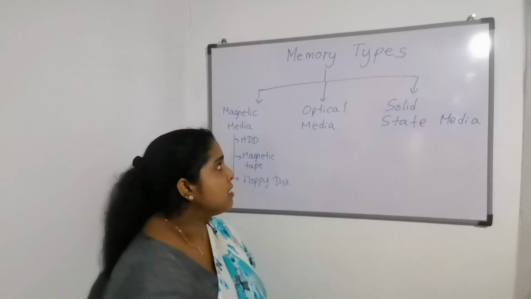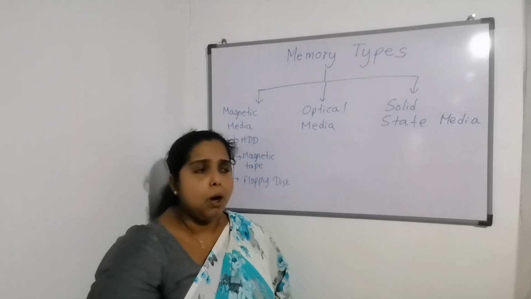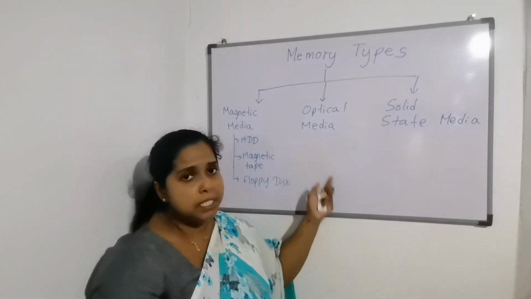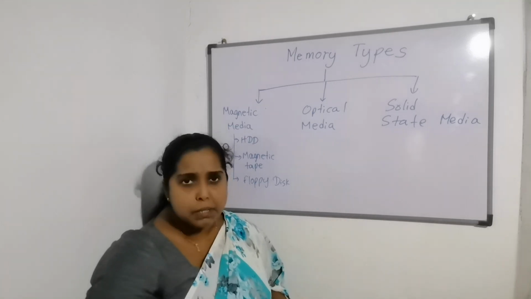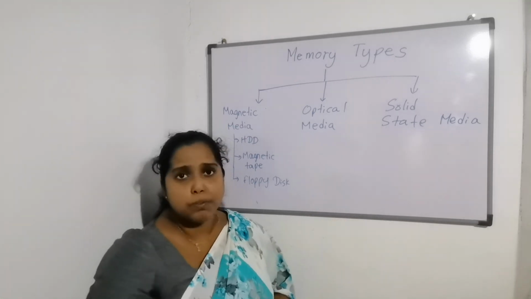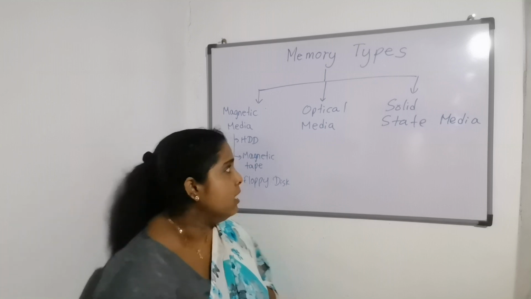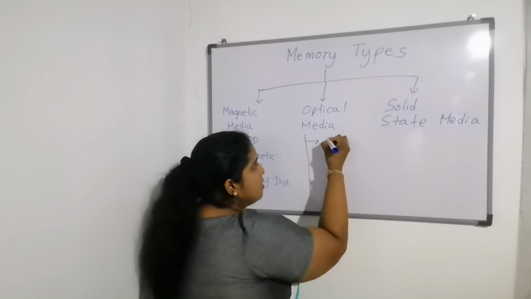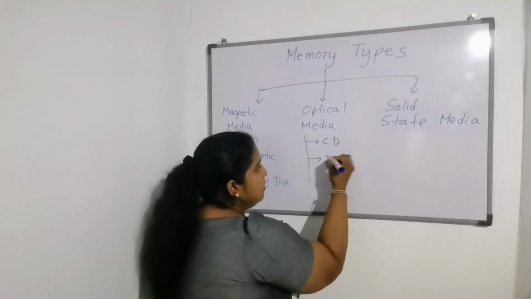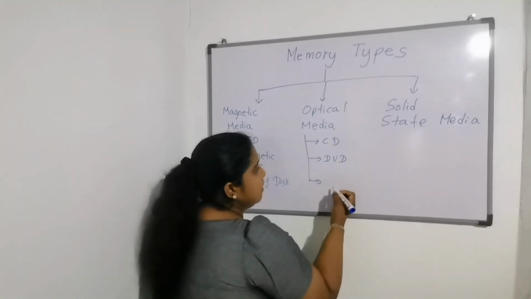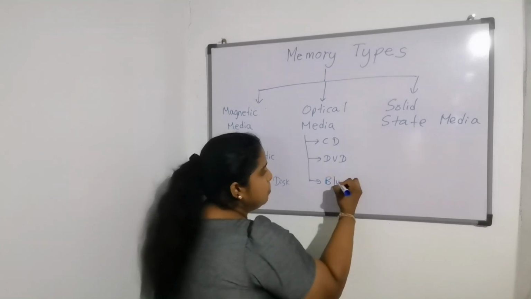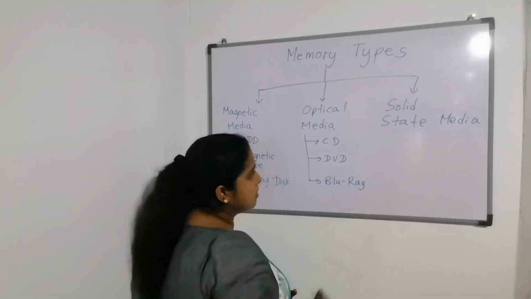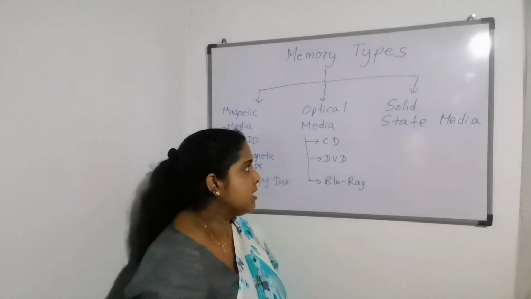Right. Now let's see the optical media. Optical media was very popular earlier. Now optical media types have become less popular because of the invention of other popular methods. Optical media: CDs, DVDs, and Blu-ray. That is not BLUE, that is Blu-ray. Blu-ray disc. What is the difference between these types?